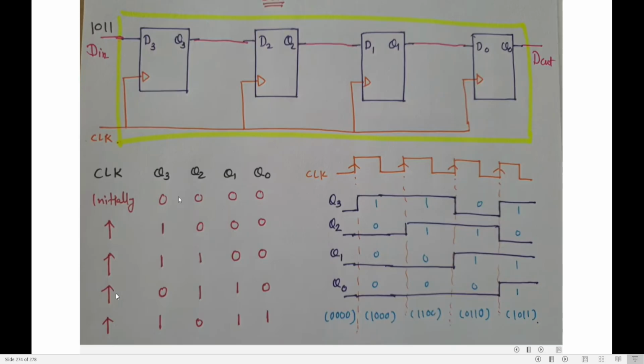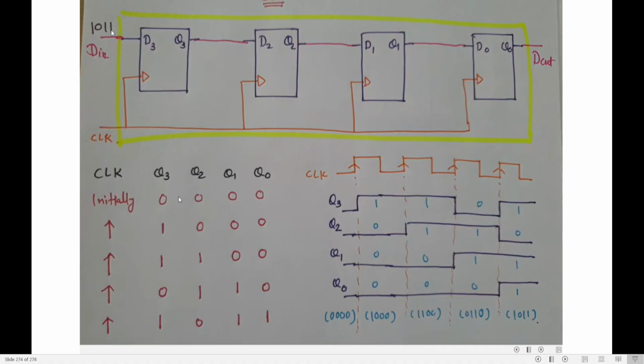The third clock pulse. What value will come to D3? 0 will come to D3, so Q3 is 0. Then what happens? Q3's previous value will go to Q2, Q2 will go to Q1, Q1 will go to Q0.